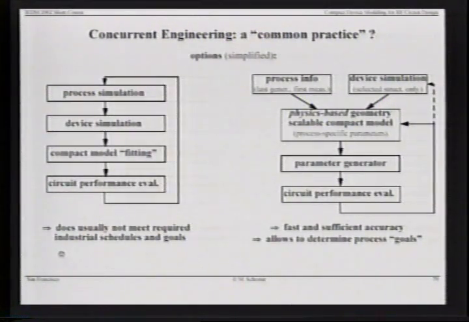This is related to the previous slide. Concurrent engineering is related to predictive modeling. When we want to predict model parameters very early, the conventional approach is going through all these hierarchy levels of simulation, and there are two critical time-consuming tasks.